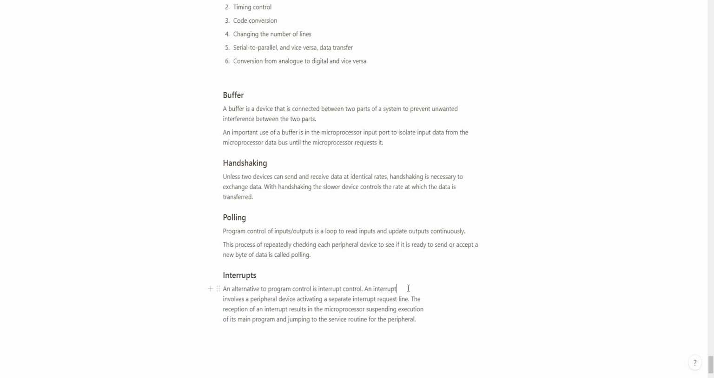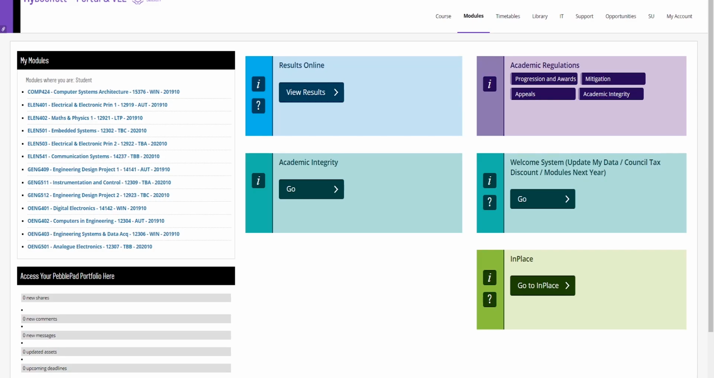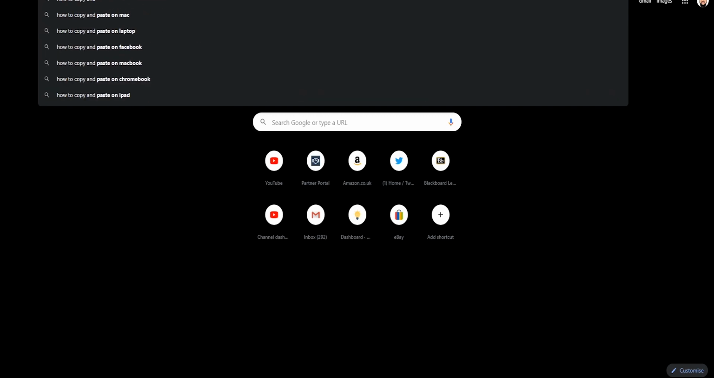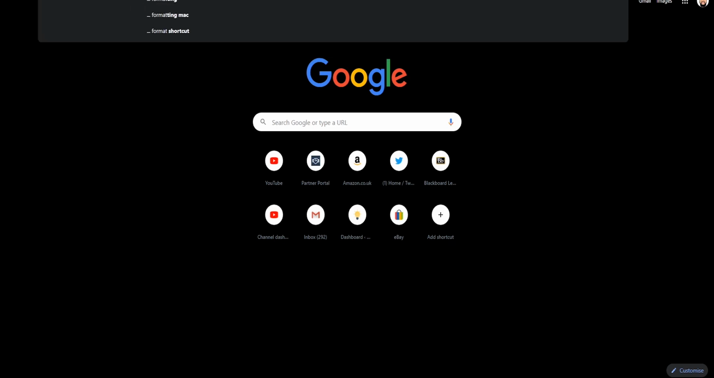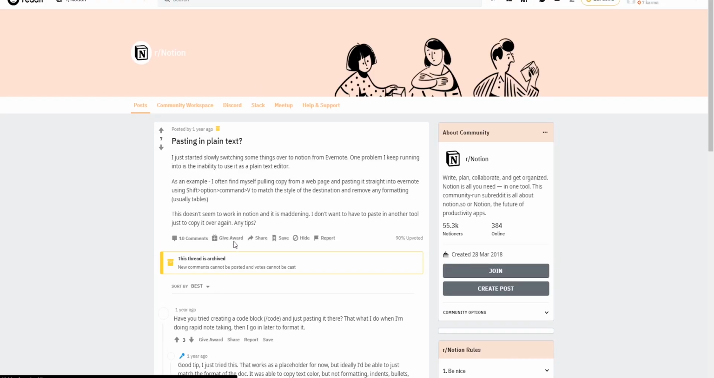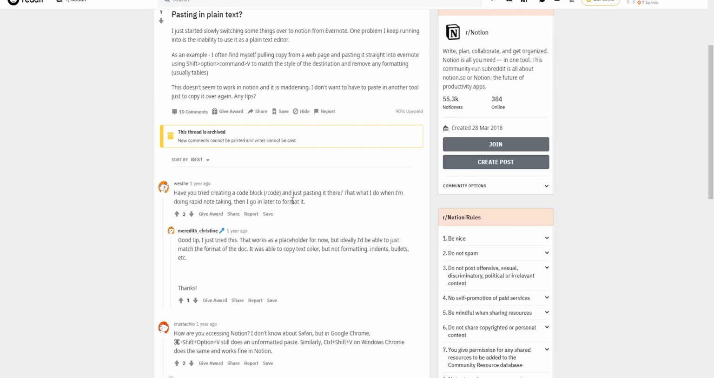If anyone knows how to copy and paste into Notion without formatting, should we Google it? Let's just put how to copy and paste in Notion without formatting. Pasting in plain text, that was it. Create a code block, paste it in there. That's what I do when I'm doing rapid note taking.